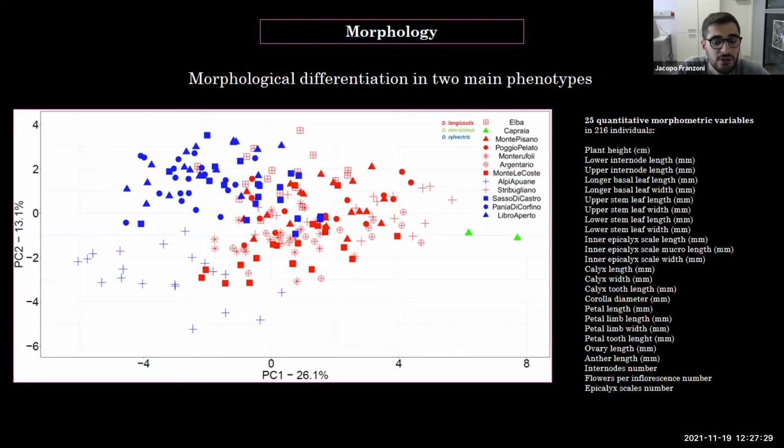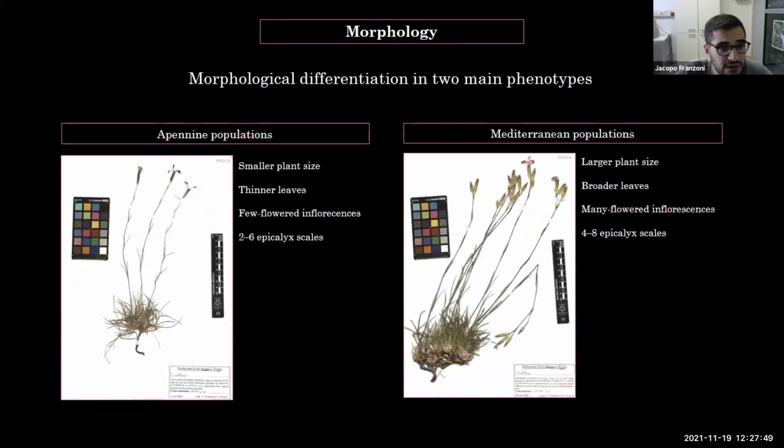Even though the results of the multivariate analysis of these 25 quantitative morphometric variables show a marked overlapping of individuals belonging to different species and populations, it is evident that this group is weakly differentiated in two main phenotypes. In fact, Apennine populations are marked by smaller plant size. They have thinner leaves and few-flowered inflorescences and 2 up to 6 apical scales, while Mediterranean populations are characterized by a larger plant size, broader leaves. They have many-flowered inflorescences and a higher number of apical scales.